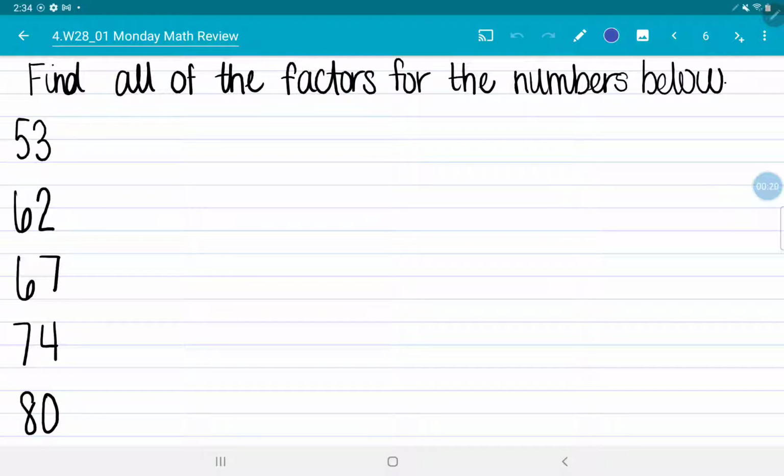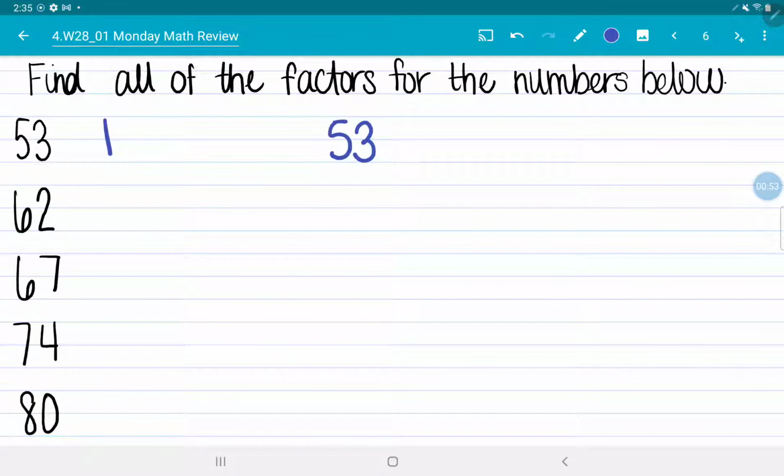So if I'm looking for the factors of 53, I'm looking for all the numbers that I can multiply together to equal 53. What are we going to start with? What's the very first set of factors? 1. 1 times what? 53. 1 and 53. So on yours, you'll need to check both 1 and 53.